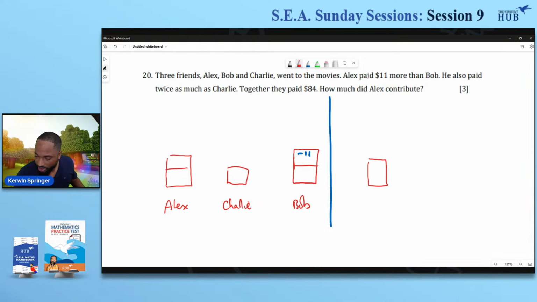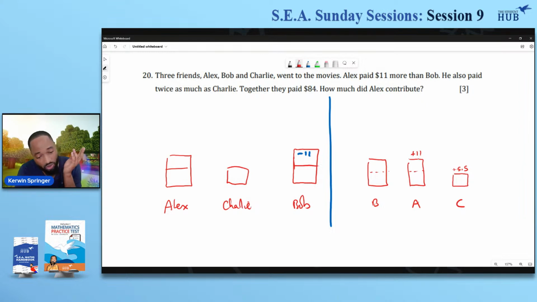Alex paid 11 more than Bob. So this is Bob, this is Alex, and I can put Alex plus 11. And he paid twice as much as Charlie. So I can put this. Then I can put 5.5. You understand where I get the 5.5 from? So this is half of that plus 5.5.